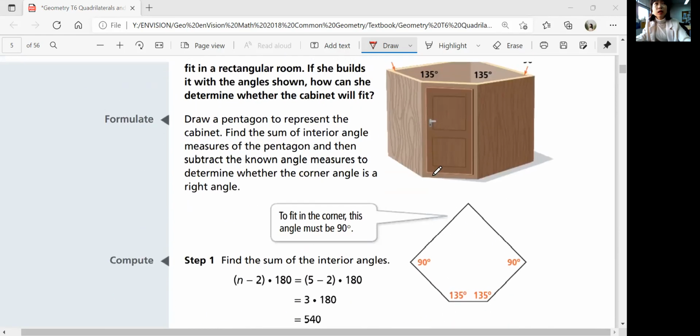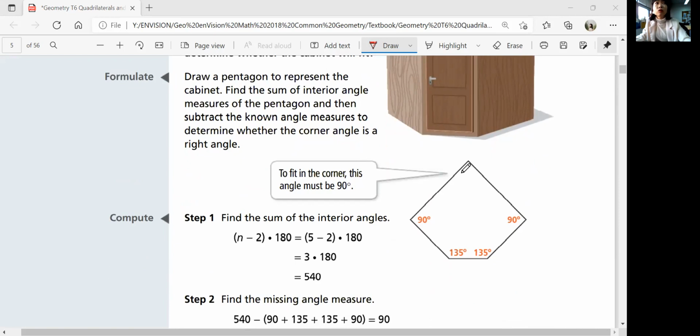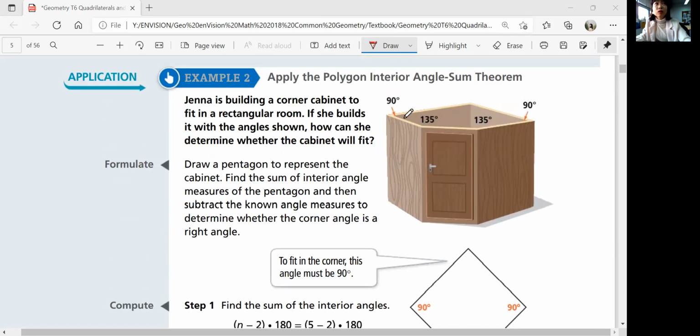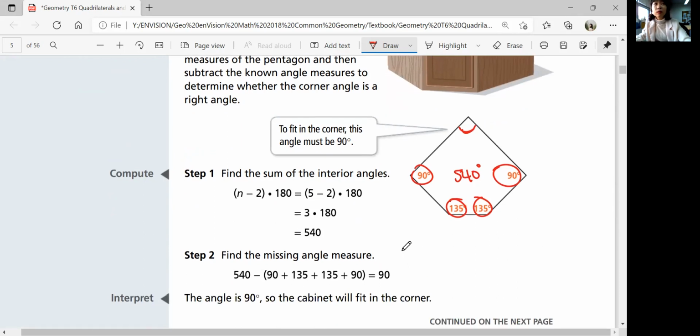Because a rectangular room would have a 90 degree angle in the corner, right? So you want this cabinet to be exactly a 90 degree angle. You know these two are 90 degrees, right? So figure out the total of the interior angles: 5 minus 2 is 3, 3 times 180 is 540. So that's the total angle, 540. And you know these angles, so if you subtract all of them, you would get your unknown angle. So 540 minus 90 and 135 and 90 would be 90. So the unknown measure is also 90 degrees. So the cabinet will fit in the corner.